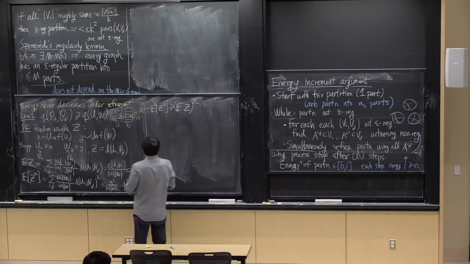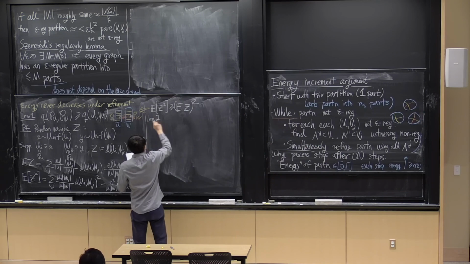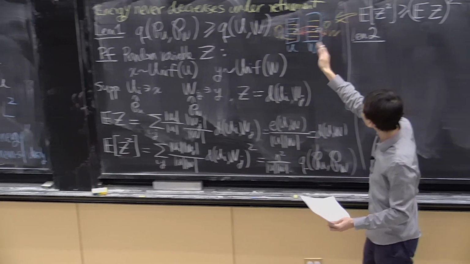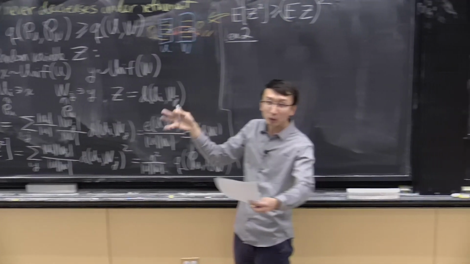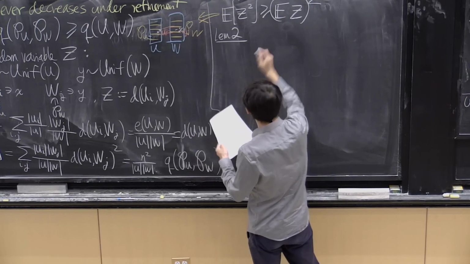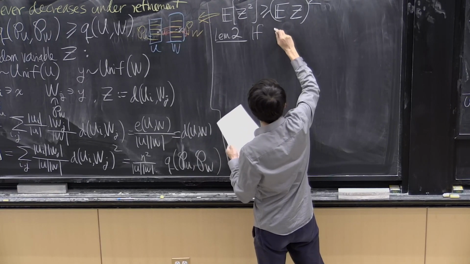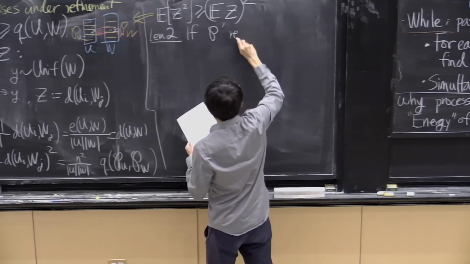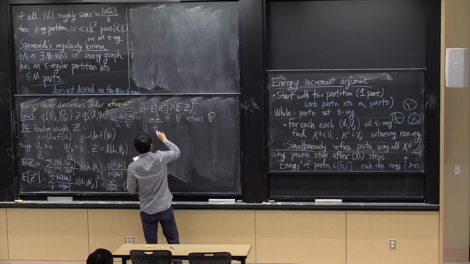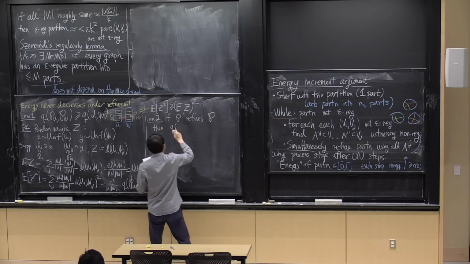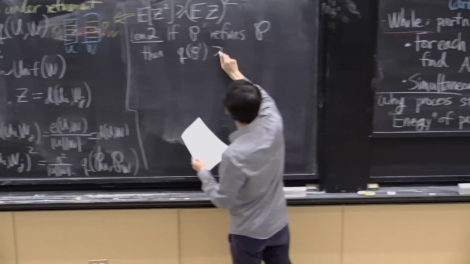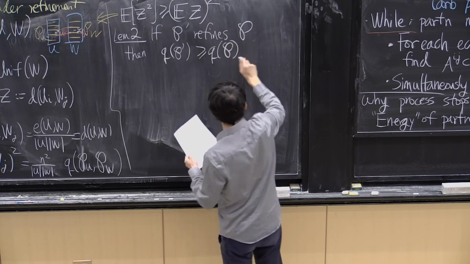The second one, now, so the first one is just about a pair of parts, and then if I partition each part, what happens to the energy between this pair? And the second one is a direct corollary of the first one. It says that if you have a second partition, P prime, that refines P, then the energy of the second partition, the refinement, is never less than the energy of the first partition.